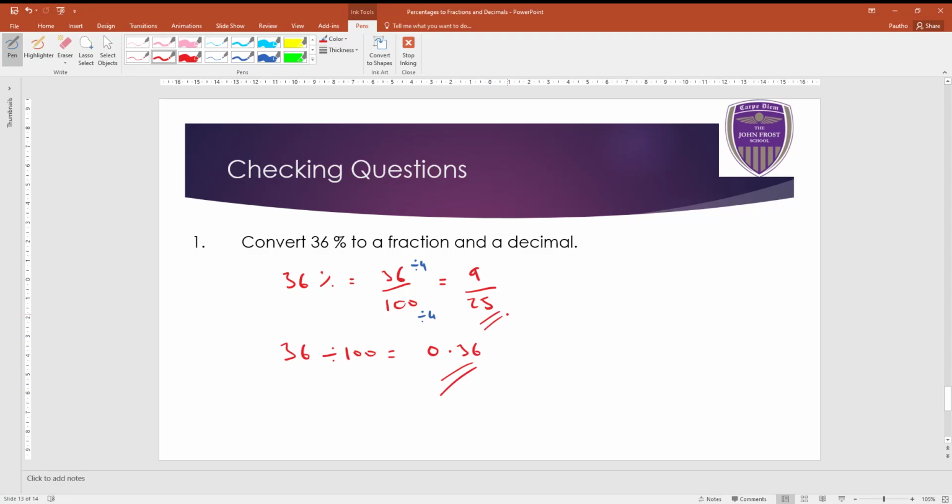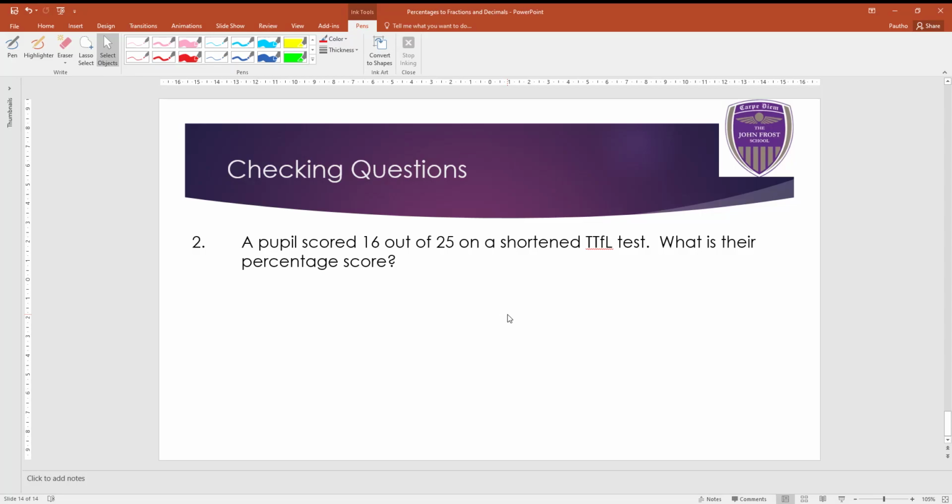Job done. Fraction, decimal. Easy. And then number 2, I think it's working backwards. So they scored 16 out of 25 on a shortened times table for life test. What would their percentage score be? Well, I hope you know by now that to make a percentage, the denominator of the fraction must be 100, because a percentage is always out of 100.